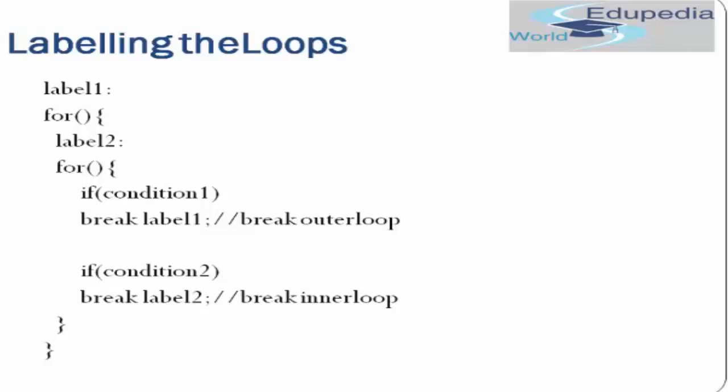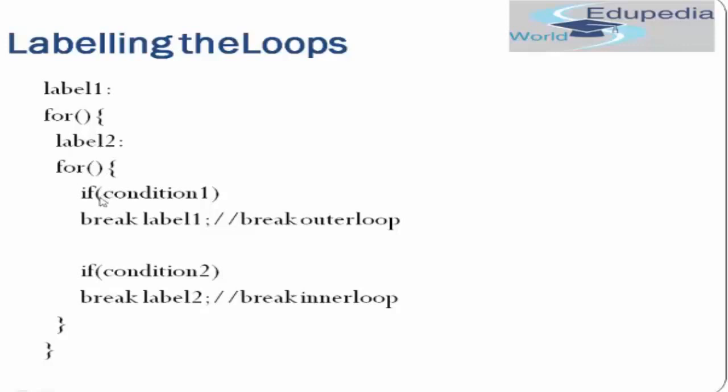So just go through the syntax. In this, I'm using label 1. Label 1 can be any name. I can write ABC simply or XYZ, whatever I want. So label 1 is a name, then a colon, and after that, you can write the for loop. So I have given a name to this for loop. Then I'm writing label 2 and then again a for loop. So I've given a name label 2 to this for loop.